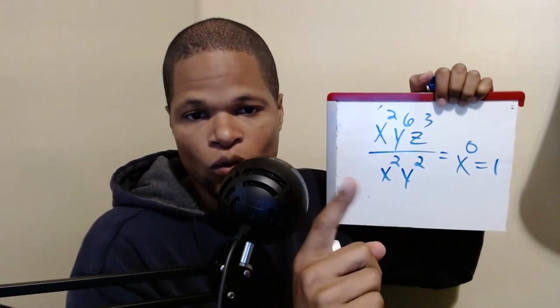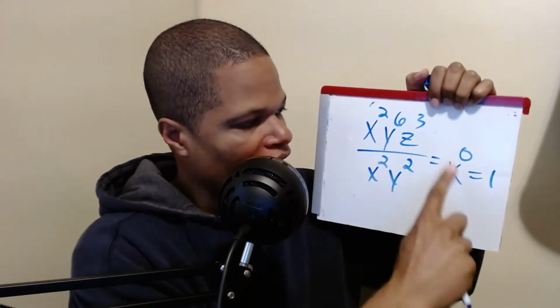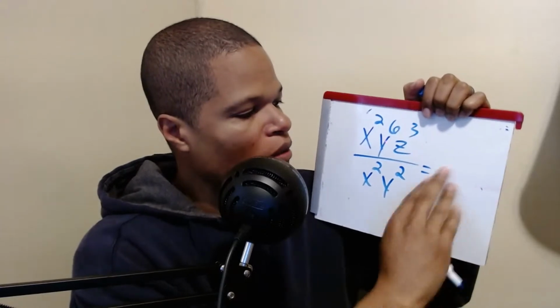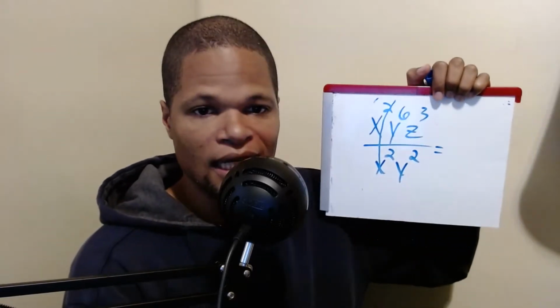5 over 5 equals 1. 10 over 10 equals 1. X squared over x squared equals 1. So no matter how you look at it, you're going to get 1 there. So for our purposes, I'm just going to cancel out the x's because that's going to equal 1.